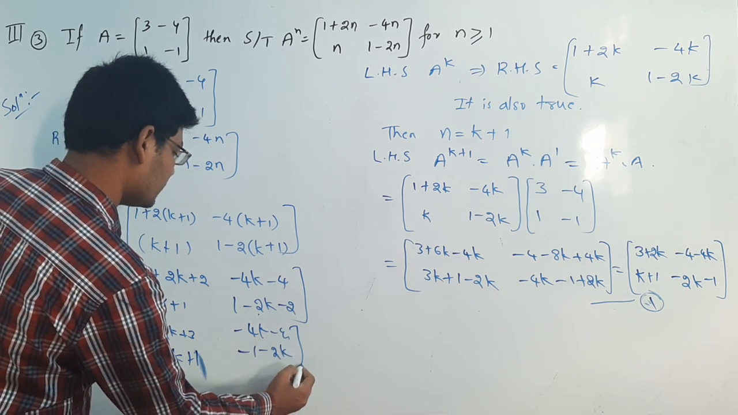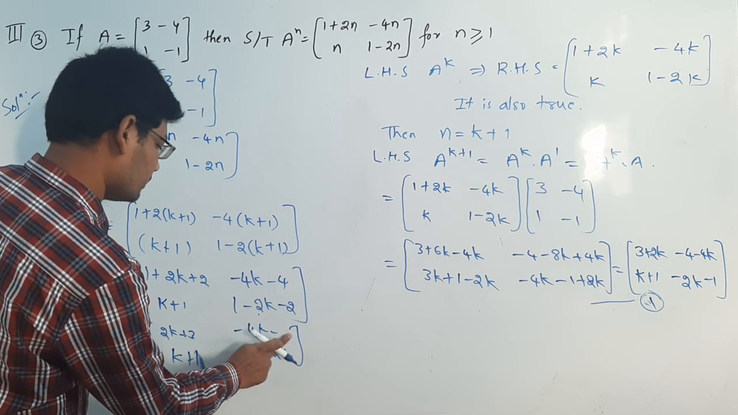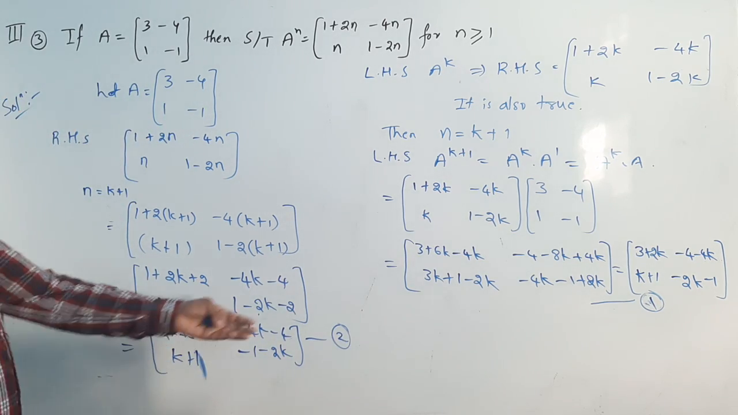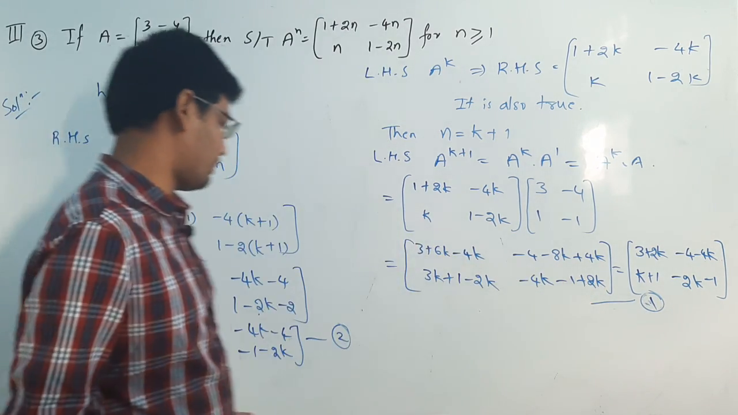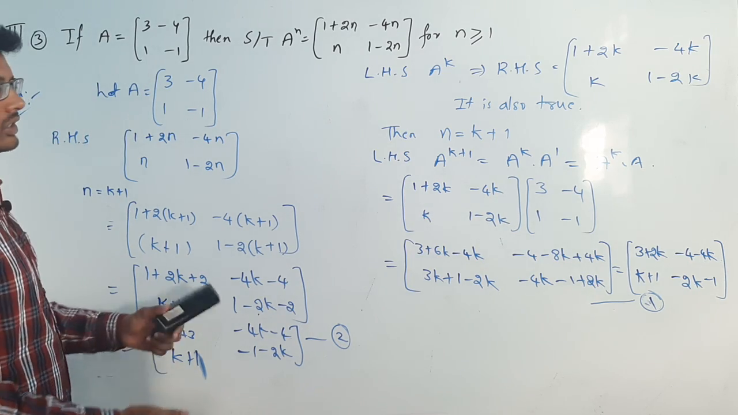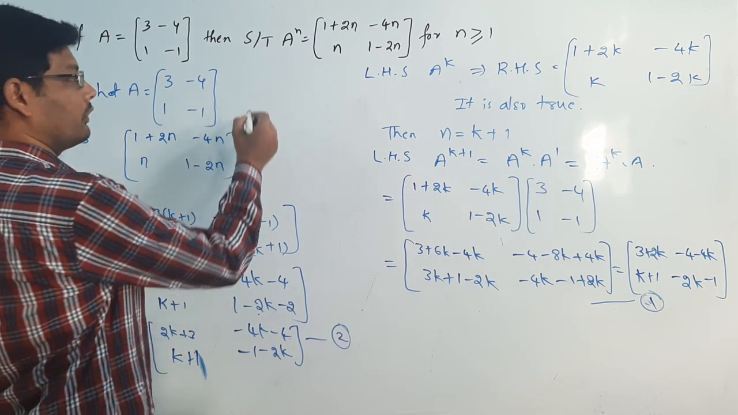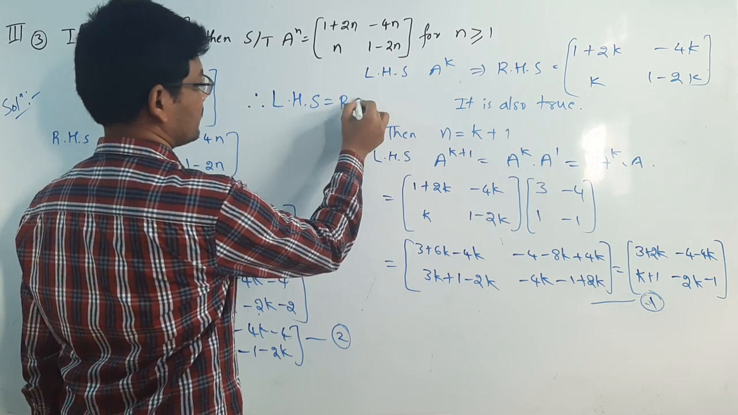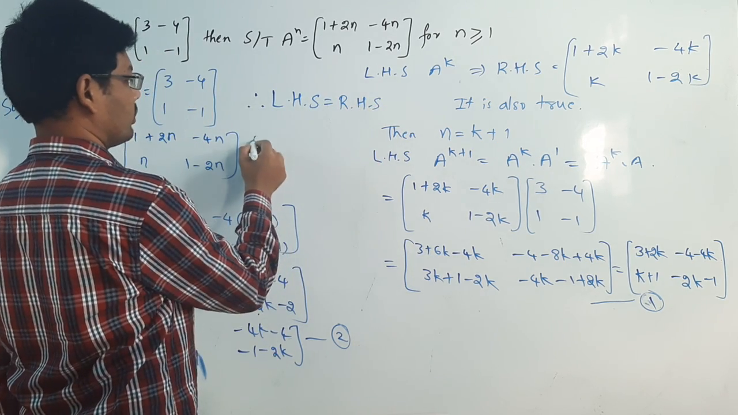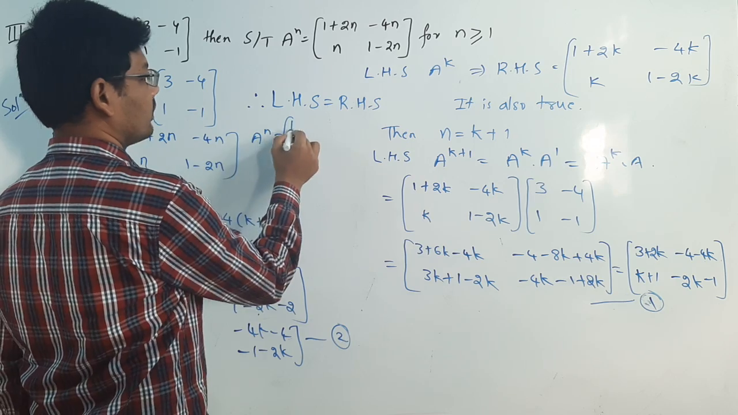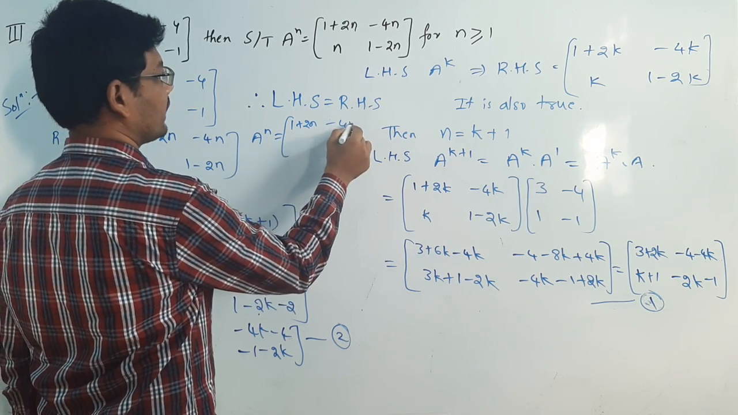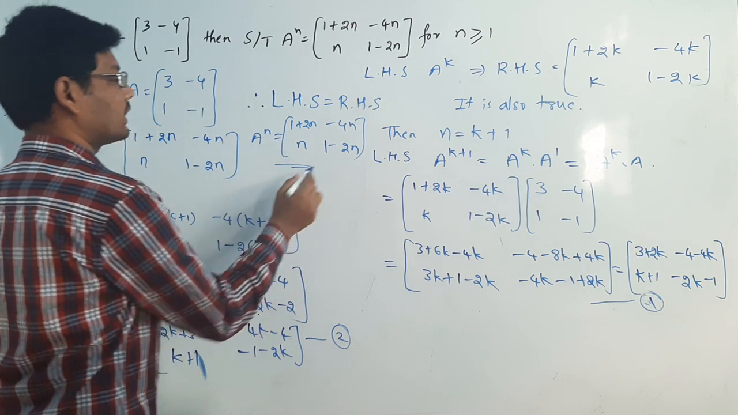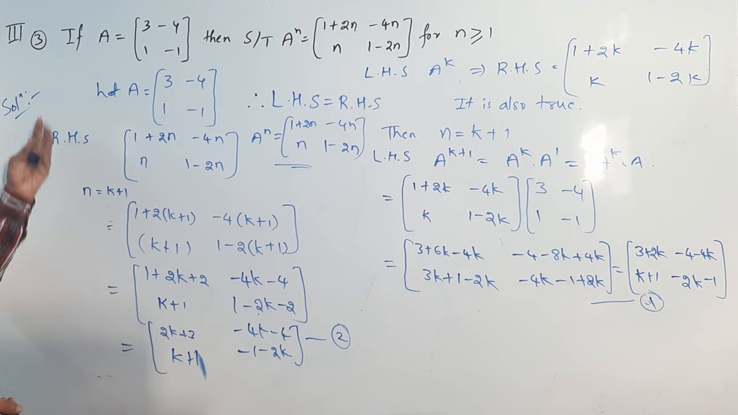This is the answer. This is equation number 1, this is equation number 2 here. If you observe equation number 1 and equation number 2, they are same, they are equal here. Therefore, we can write LHS is equal to RHS. Then we can show that a to the power of n is equal to 1 plus 2n, minus 4n, n, minus n, 1 minus 2n. This is the solution for this question.